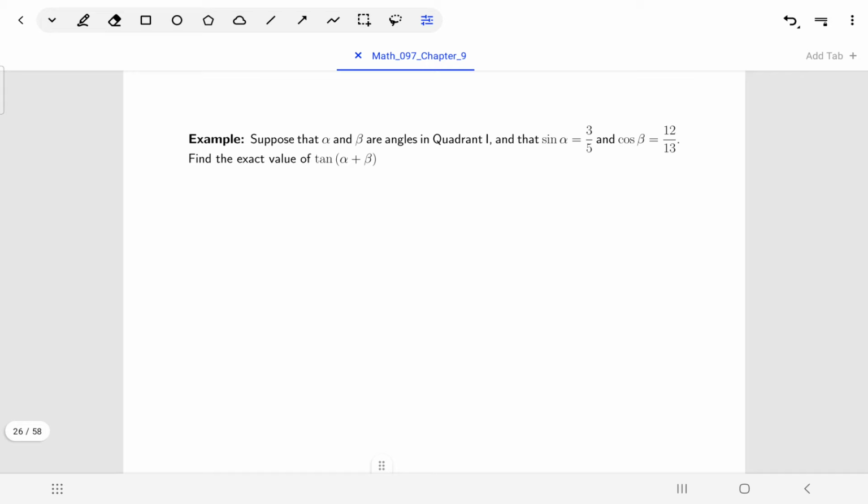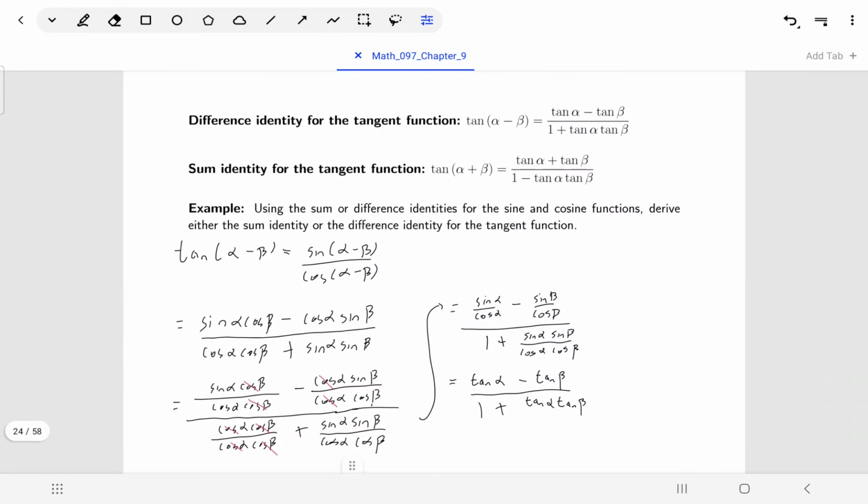Okay, so second question, we've got two angles that are both in quadrant 1, angle alpha and angle beta. We're given values for sine of alpha and cosine of beta, and what we want to know is what is the value of tangent of alpha plus beta. So if we're remembering our formula for tangent of alpha plus beta, that formula involved only tangents.